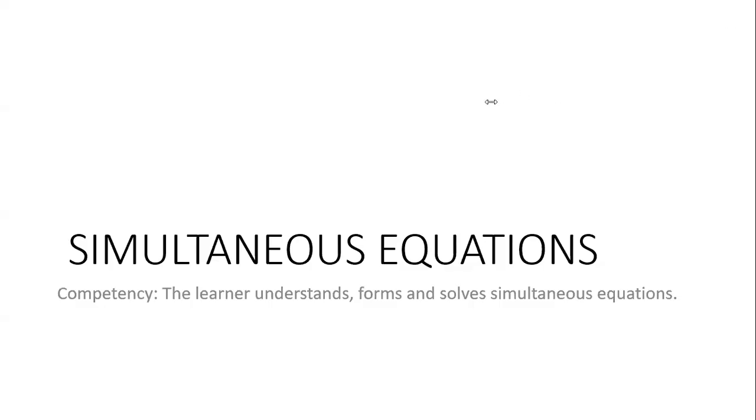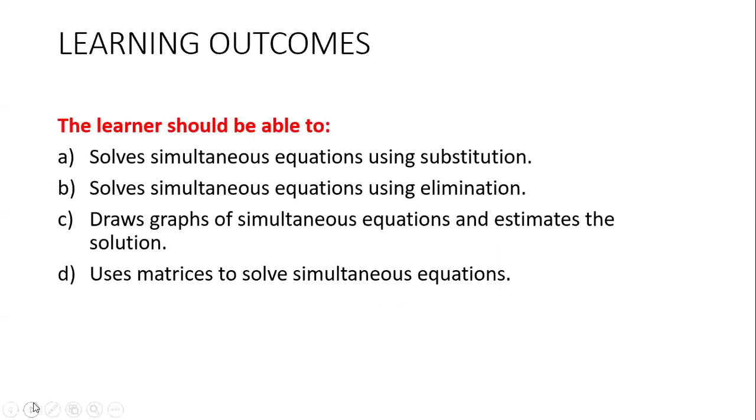But by the end of this topic, there is something everyone must know. One, you must have understood how we form simultaneous equations. How do you solve them? How do you come up with a solution? And the different methods you can use to come up with the answer. So those are the different things we are going to do. Now, at the end of our topic, these are the learning outcomes.